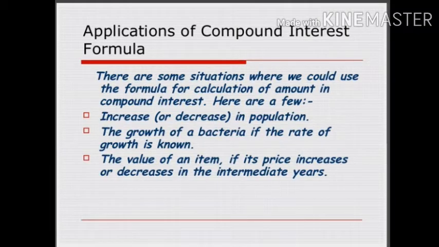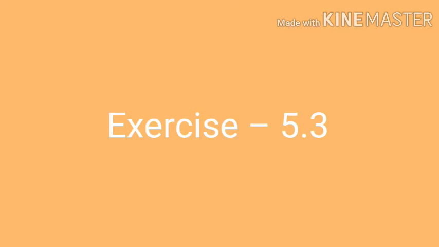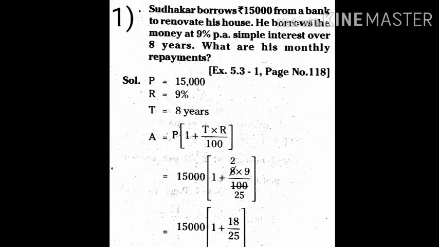Calculation of compound interest formula. Compound interest is not only for calculating interest, but it can also be used in different cases. For example, increase or decrease in population, the growth of bacteria if the rate of growth is known, the value of an item if its price increases or decreases in the intermediate years. Let us start Exercise 5.3 problems.